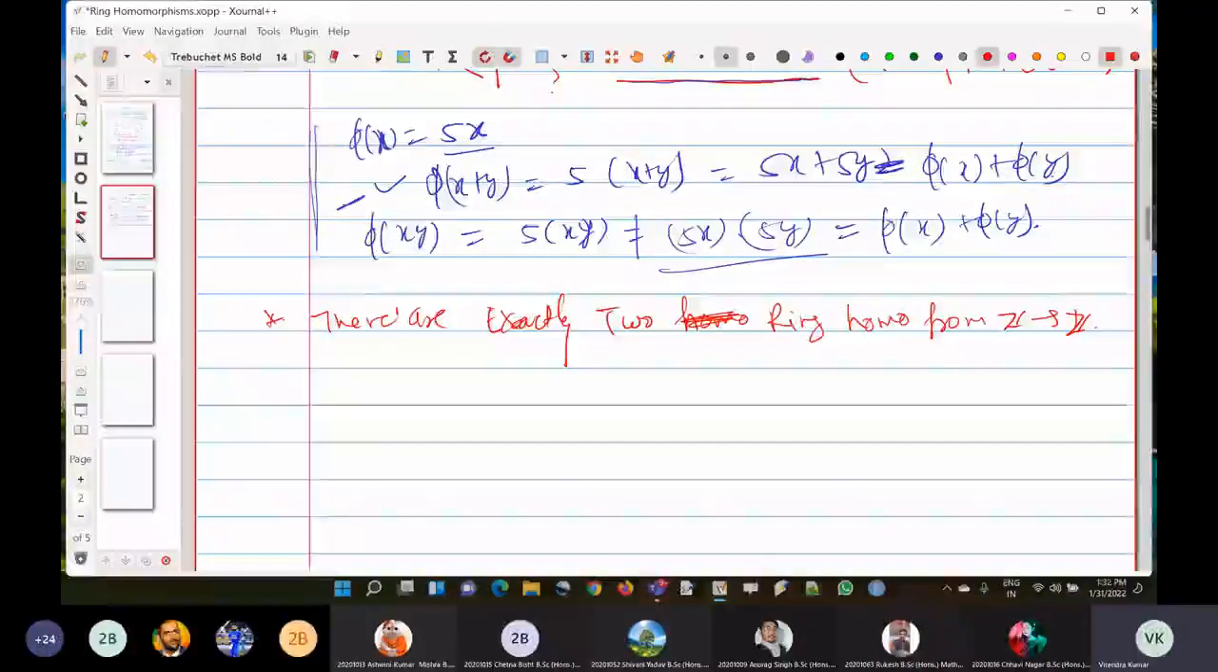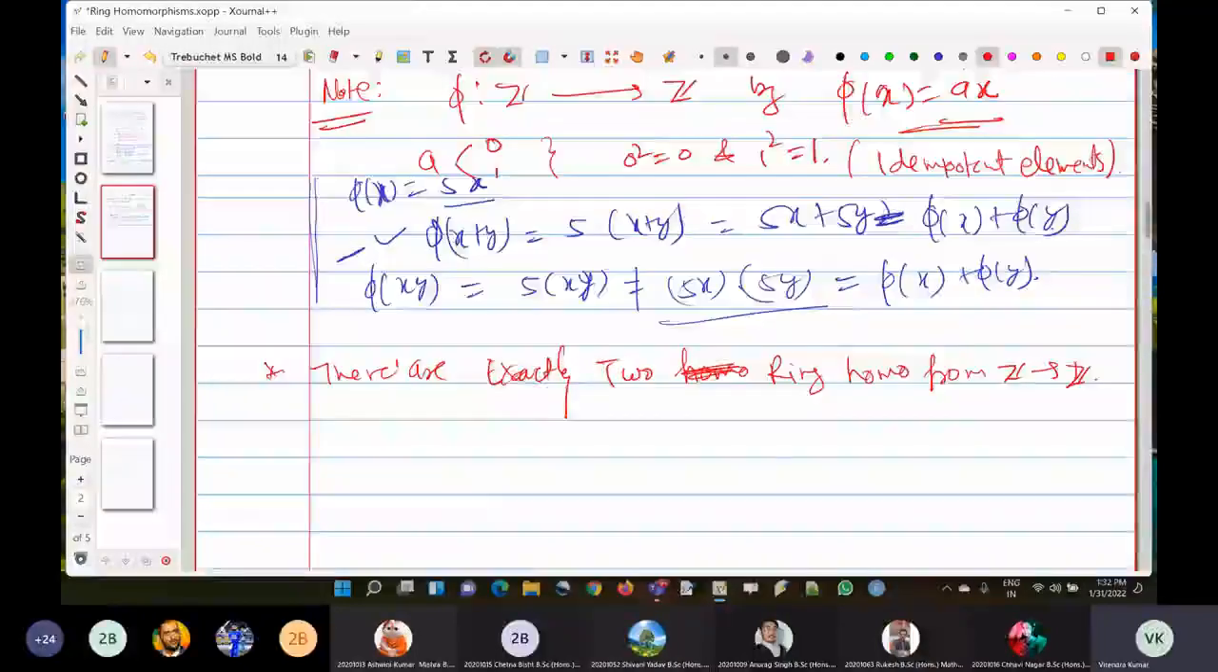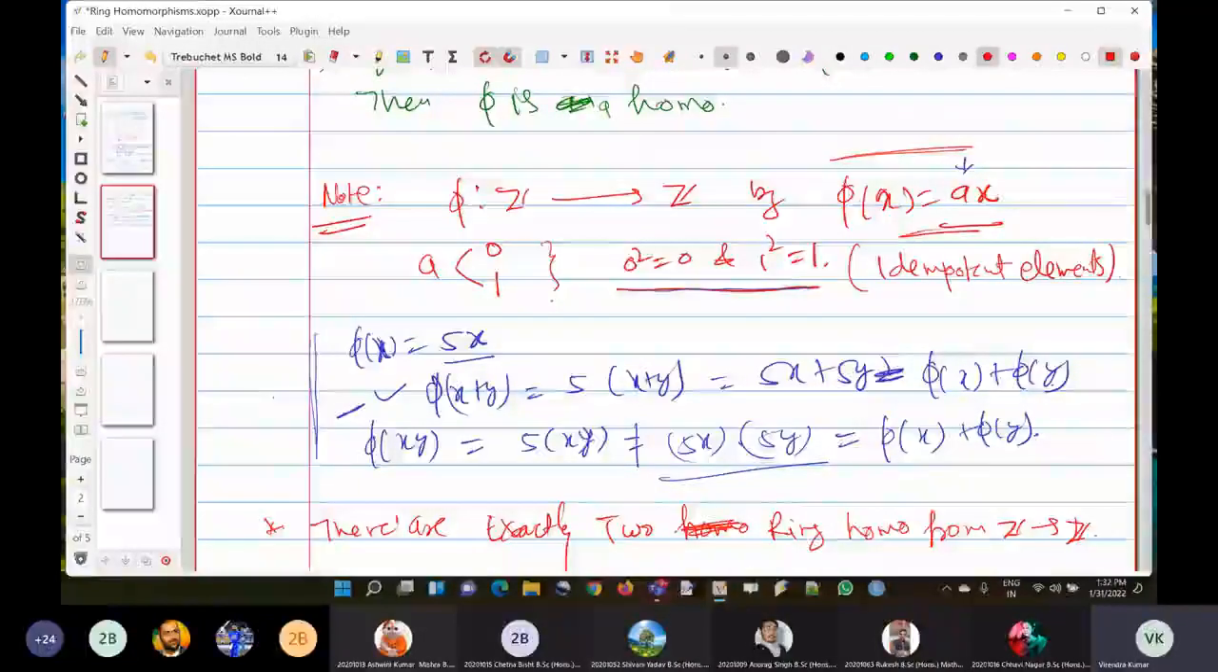But now the question is: is it true for all? If you take this idempotent, then this map is going to be a homomorphism. In the general case, when we replace Z by other rings, the answer is negative, that it is not. But the thing is that they become candidates for a ring homomorphism.